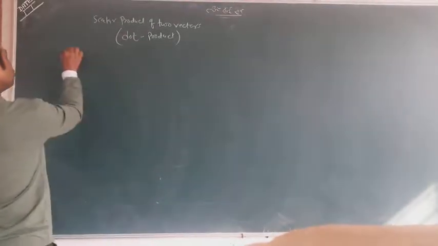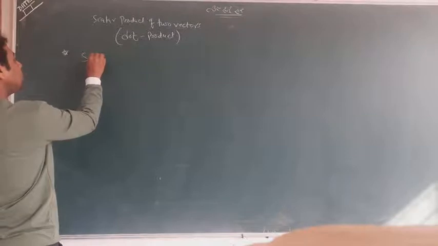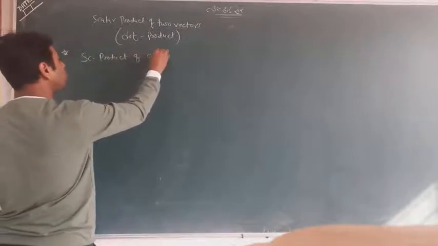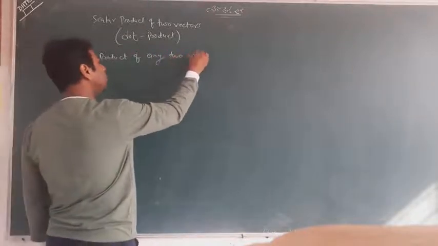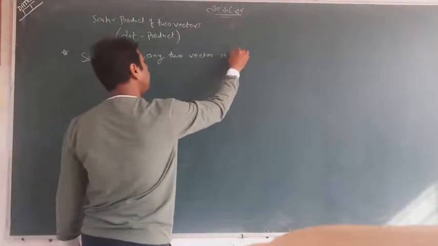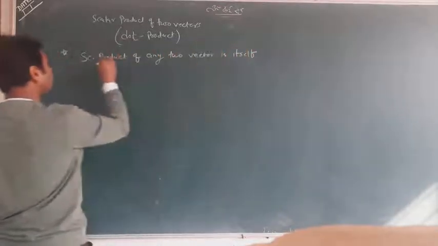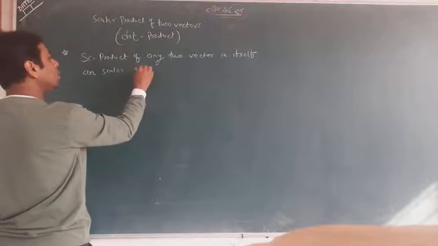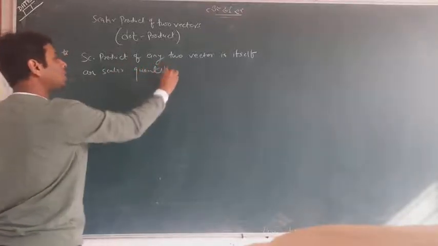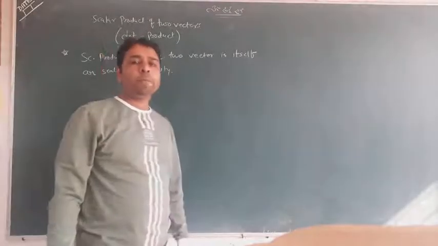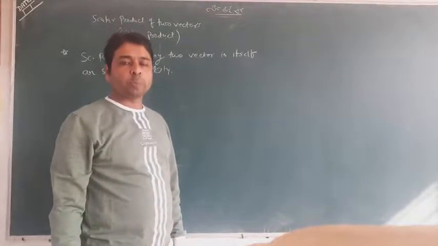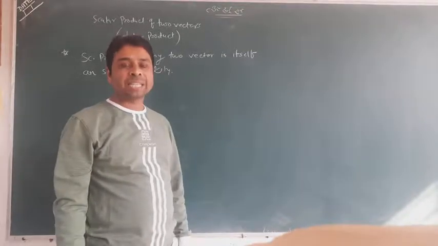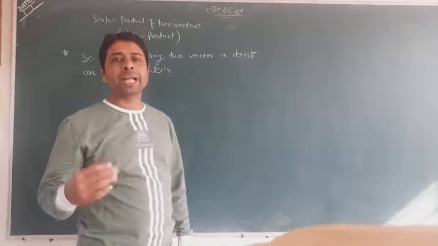The first sentence I want to write is that the scalar product of any two vectors is itself a scalar quantity. And scalar quantity finally means, when we do dot product of two vectors we get a scalar value.